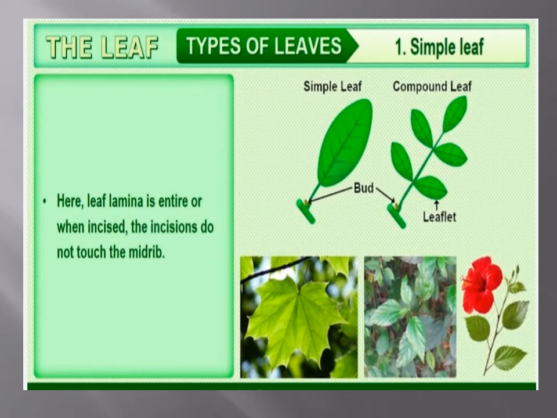Simple leaf. A leaf is said to be simple when its lamina is entire or when incised, the incision does not reach up to the midrib. For example, China rose, mango, peepal.